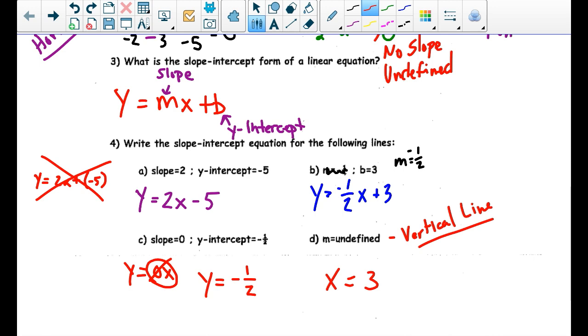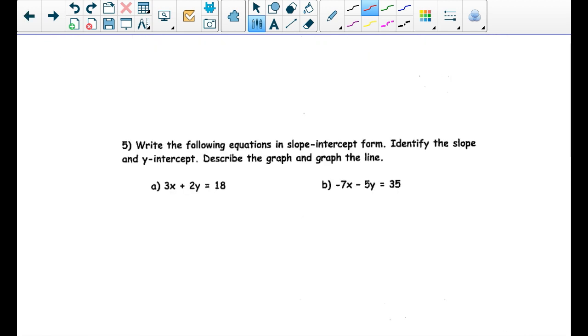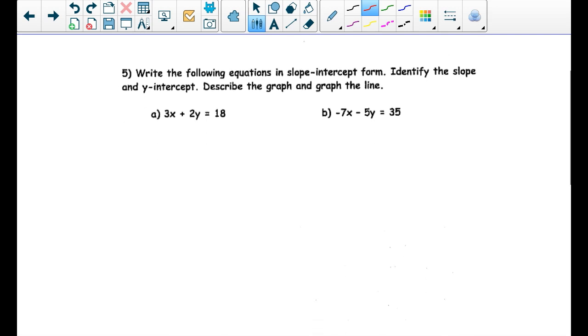Questions there so far? Alright, we have a couple on the back. Write the following equations in slope-intercept form. Identify the slope and y-intercept, and then describe and graph the line.